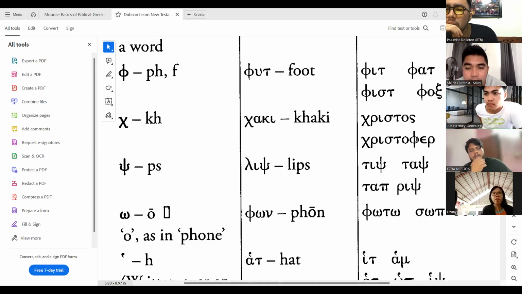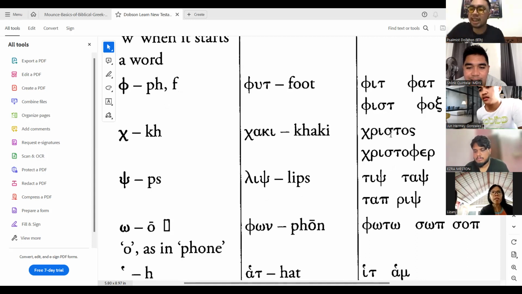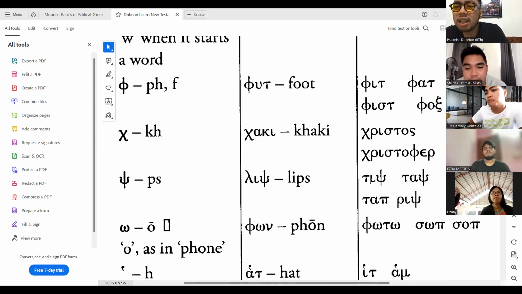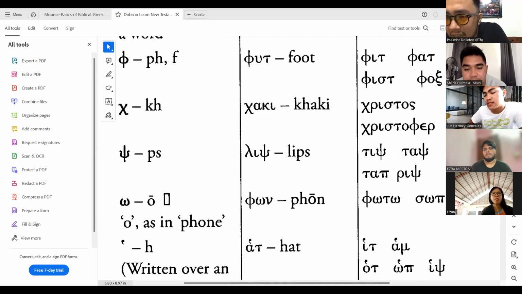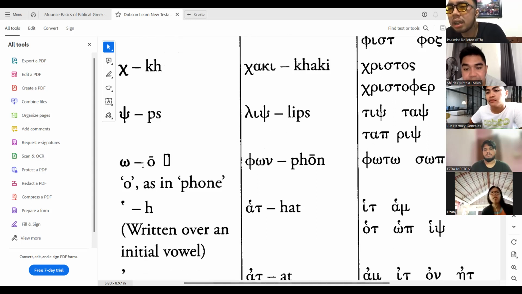And then the chi sound, Christos, okay? Christopher, and then the psi sound, tips, taps, and then the rips, and then the omega as long o, phone, photo, no? And then soap, soap. So the difference, no, between soap and then soap, the omicron.